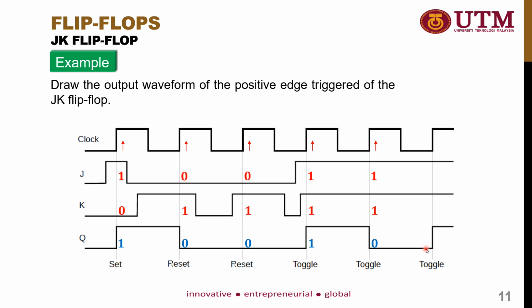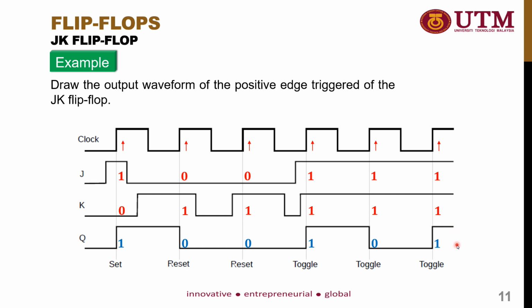At the final stage of the waveform, it shows that at the final rising edge, input J is equal to 1 and input K is equal to 1. So it means that the output will toggle again. The previous output is 0, so it will toggle to a value of 1.